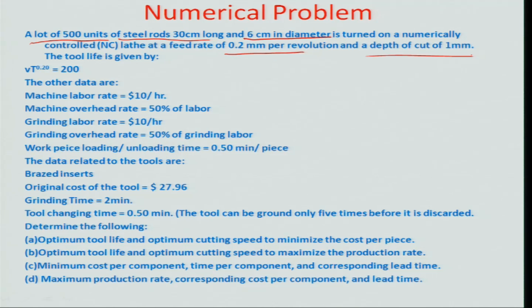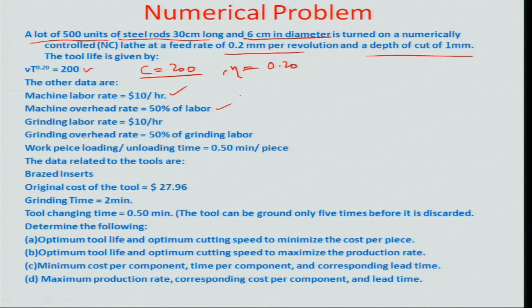The tool life data is given by this equation V t to the power of 0.20 equal to 200, meaning thereby that the tool constant is 200 and the exponent in the tool life is about 0.20. The other data that are given are the machine labor rate, which is about $10 an hour, machine overhead rate, which is 50% of the labor rate. So basically labor plus overhead comes out to be about $15 in 1 hour, and so is the grinding labor rate, because you obviously need to first take the tool to its complete life by grinding and regrinding the tool and using it multiple number of times till the edge becomes ungrindable.